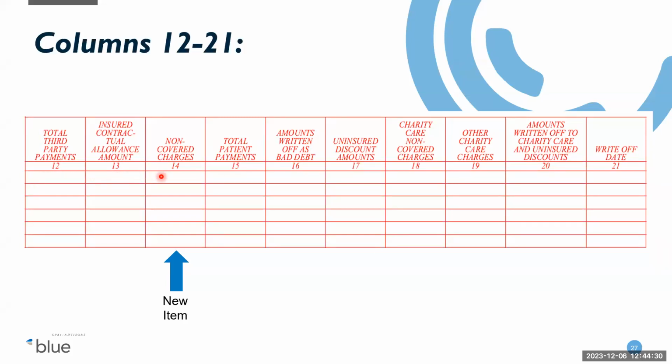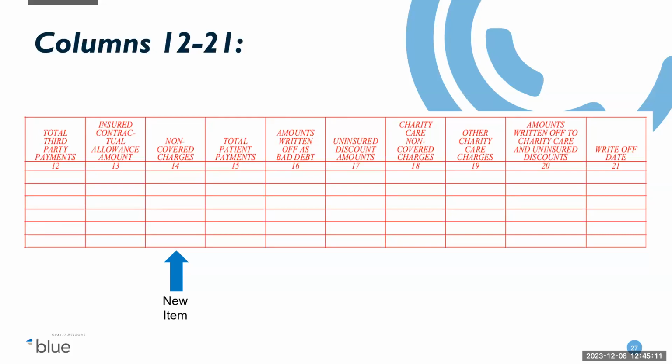Columns 13 and 14, these are some differences compared to how things have been reported in the past. Historically, these two columns were called other adjustments, is all they really referred to it as, and how it had to be reported. This includes obviously your insurance contractual amounts, any courtesy discounts or prompt pay or administrative write-offs or anything else related to non-covered charges or denied, things like that. Historically, you could group them all up into one column. Now they're asking for a breakout.